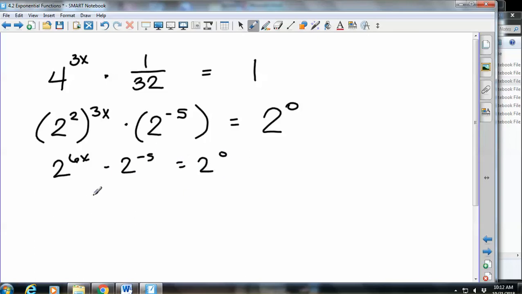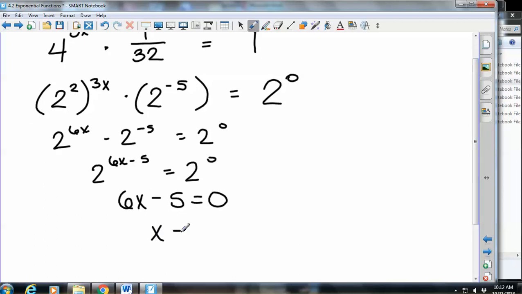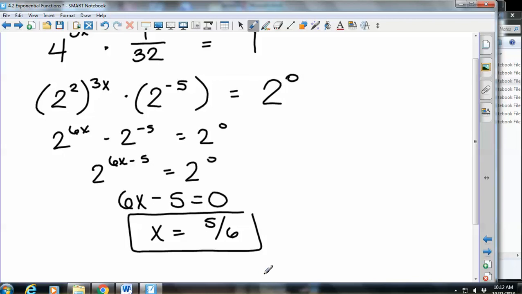You're so stumped right now. No, I'm not, because then you just add them. So 6x minus 5 equals 0. Add your 5 and divide by 6, and you get 5/6. Okay, we get our homework done. So that's doable, that's not so bad? No. Okay, there's a handout on Classroom.